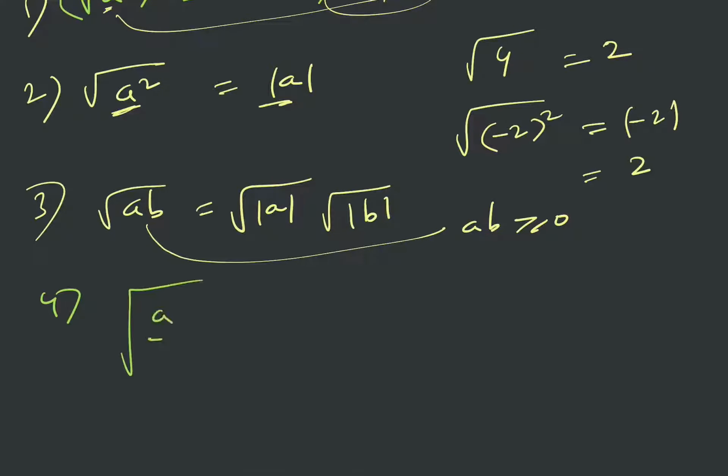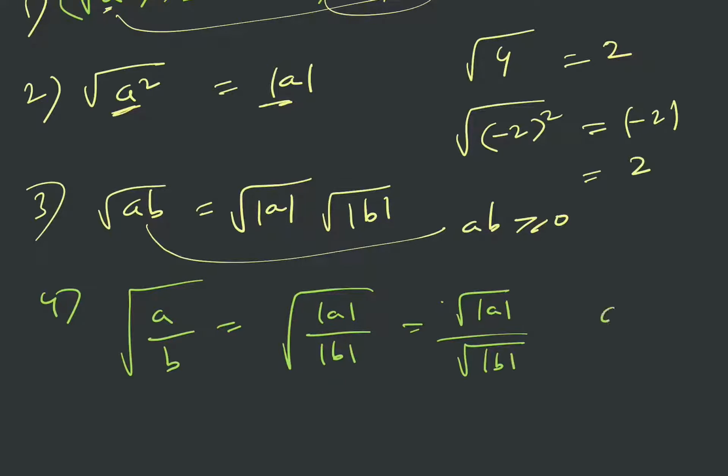Similarly, if I have square root of a by b, then I can write it as square root of mod a by mod b, and also you can write it as square root of mod a by square root of mod b, right? And again the condition is that ab should be greater than or equal to 0, because for a by b to be positive, both a and b should be positive, or both a and b should be negative, then only the inside thing is positive, right? So if both a and b are positive or both are negative, the ab is always positive.